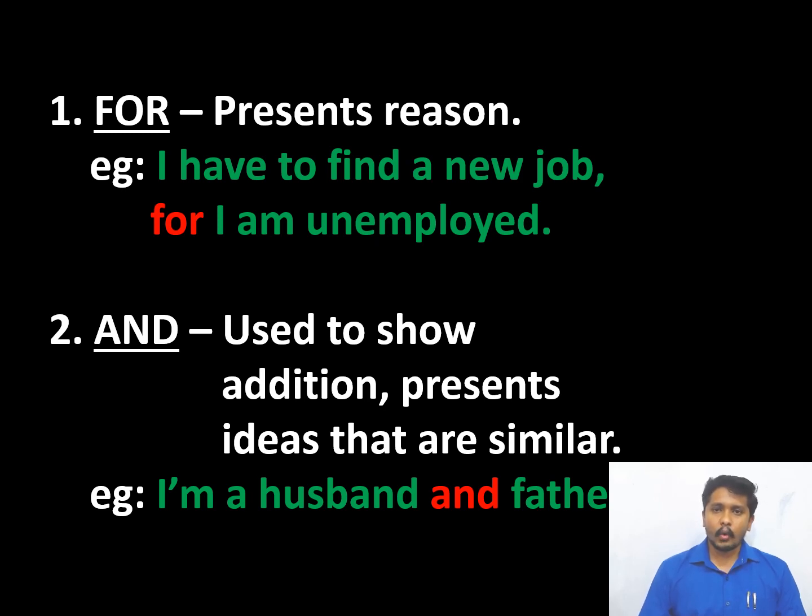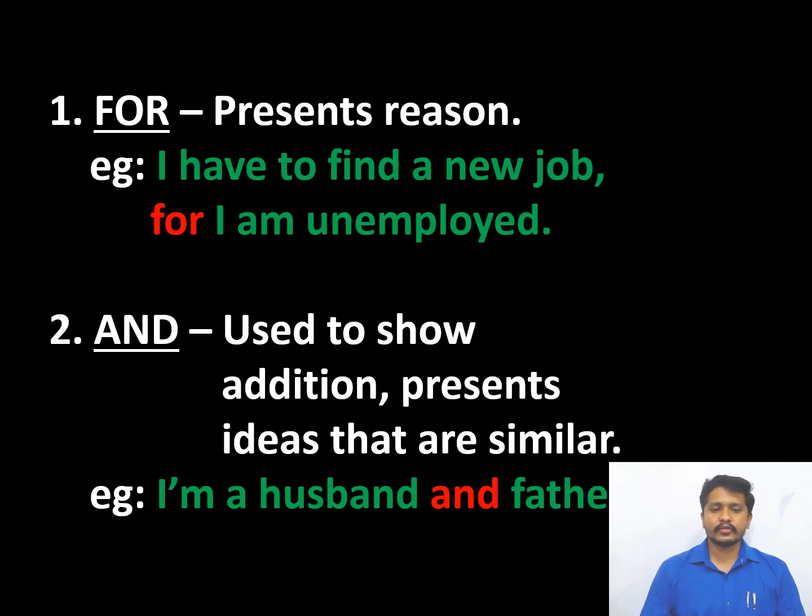So remember, when we want to join two clauses by a coordinating conjunction, always use a comma after the first clause. These two clauses are independent clauses. So I repeat once more, when we want to join two independent clauses by coordinating conjunctions, always use a comma after the first independent clause.